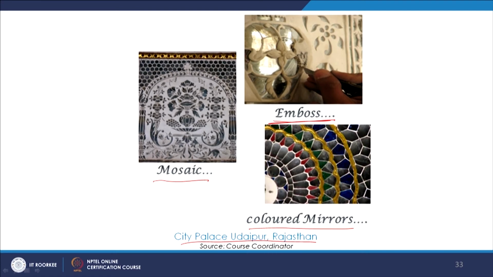So here we see emboss, this is a mosaic which is very finer, and this is like way more extruded and bulbous. And here we see a sort of a flat surface which has the colored mirrors, and it creates a pattern. So these are the different kinds of mirror work that we see in City Palace Udaipur, and generally also in the mirror craft that we see in Rajasthan. And these are three primary ones, there could be more.